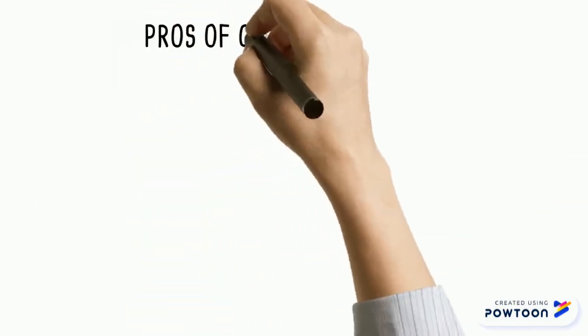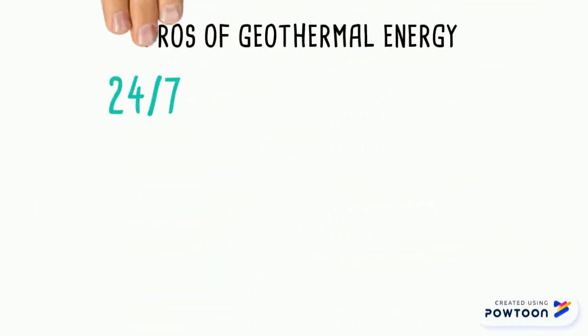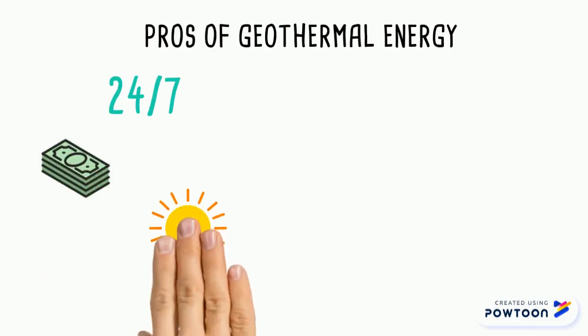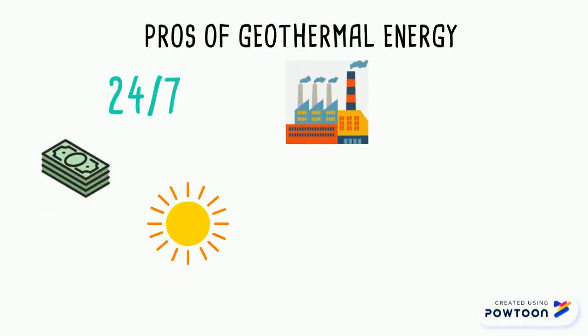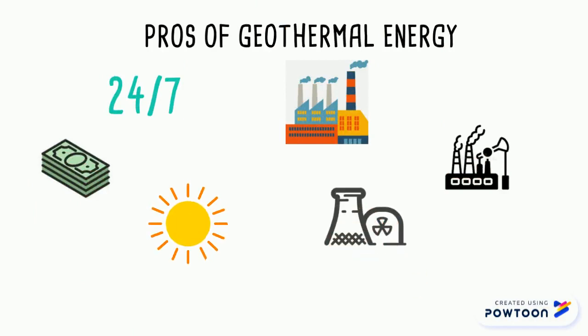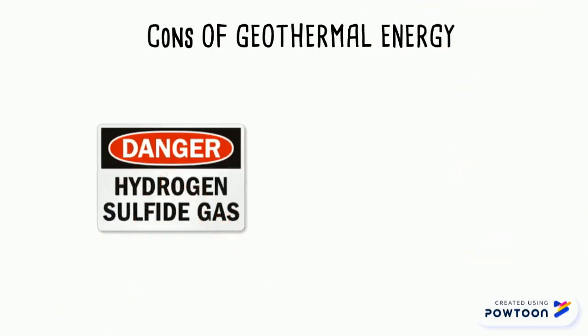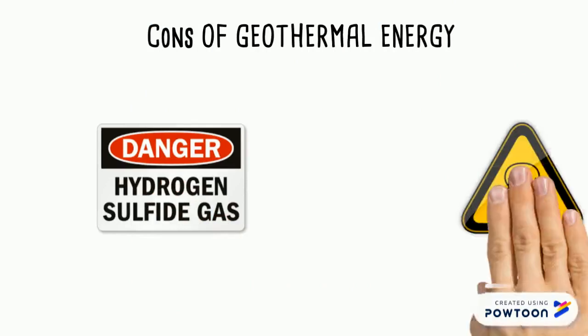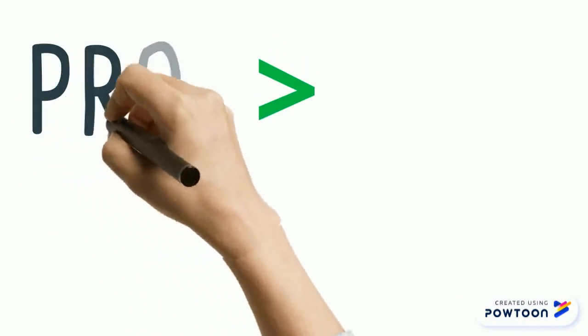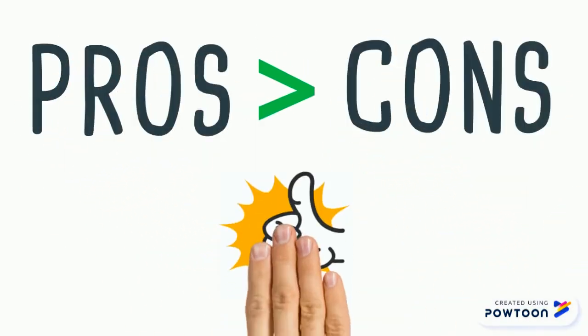The pros of geothermal energy are that it's available 24/7, it's inexpensive, it doesn't depend on the weather, it has very high capacity factors, it doesn't burn any fossil fuels, the plants are compact, and most importantly, it's a renewable resource. On the other hand, some cons are that geothermal energy releases hydrogen sulfide into the environment, and that some geothermal fluids used in the power plants can contain low levels of toxic materials. With geothermal energy, the pros heavily outweigh the cons, making it a very good source of energy.